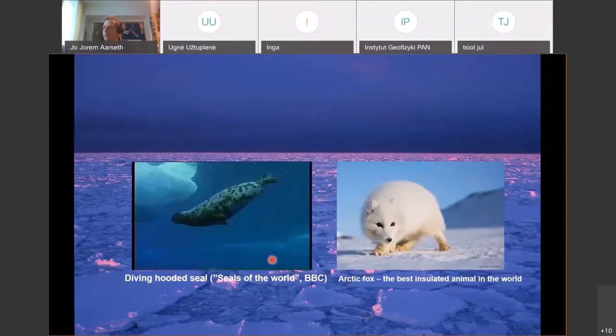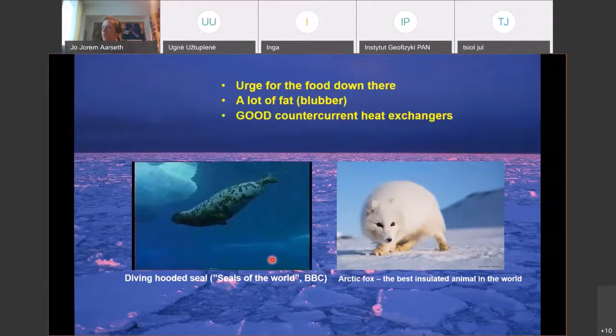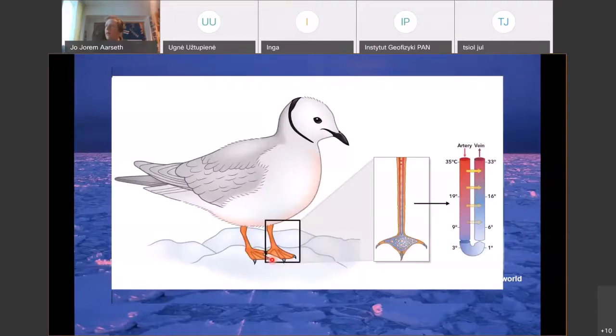Yeah. So I see that the time is running here. But you have an urge for food down there. You have a lot of fat. This is to avoid heat loss. And you have good countercurrent heat exchanges. I have to tell you what that is.